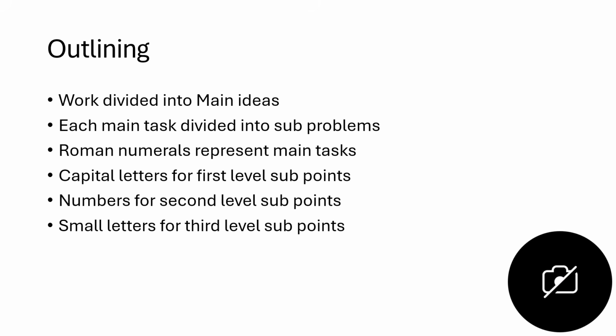So in decomposition, you have a problem, you generate the main ideas, and every main task will be divided into subproblems. Here in outlining, you have some form of representation. The main task is represented by Roman numerals. The first level subpoints are represented by capital letters. The second level subpoints are represented by numbers. The third level are represented by small letters.